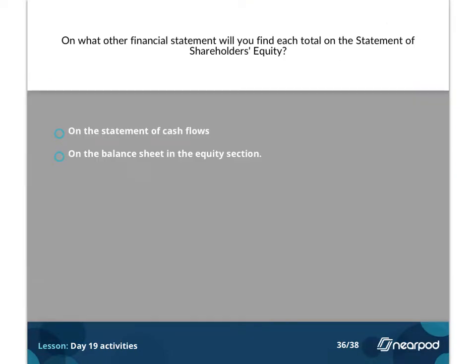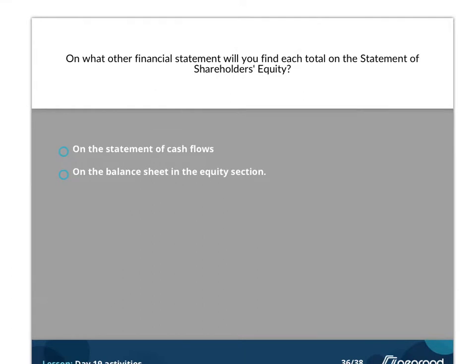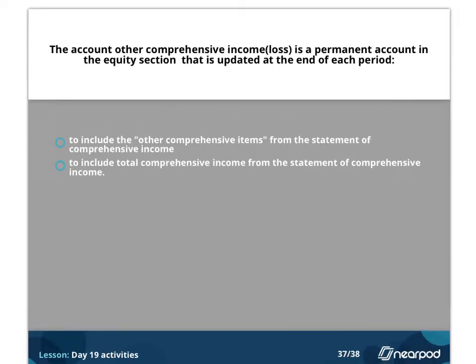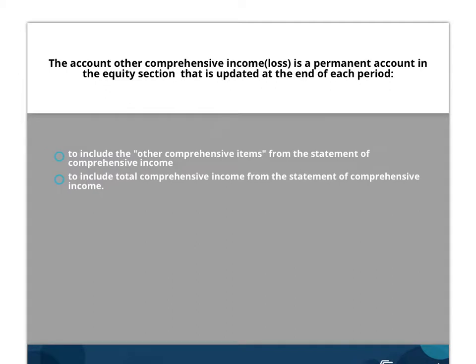Okay, some activities. On what other financial statement will you find each total on the statement of shareholders' equity? We talked a little bit about the statement of shareholders' equity itself and the fact that you would find all of those accounts on the balance sheet equity section with the total that matches the statement of shareholders' equity total. The balance sheet totals match. The account other comprehensive income is a permanent account in the equity section that is updated at the end of each period to include the other comprehensive income items from the statement of comprehensive income.